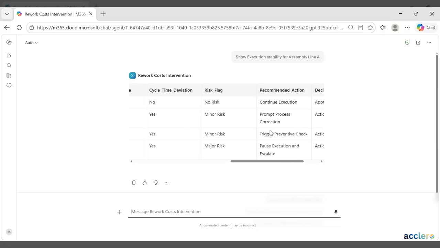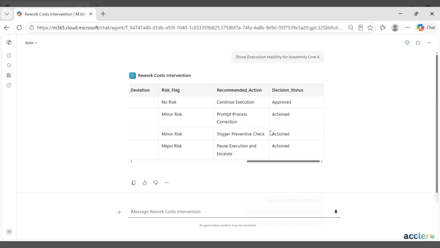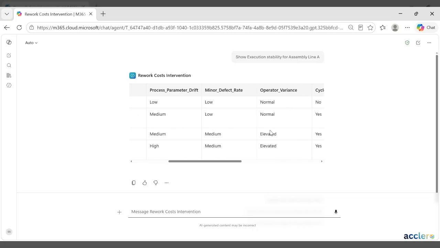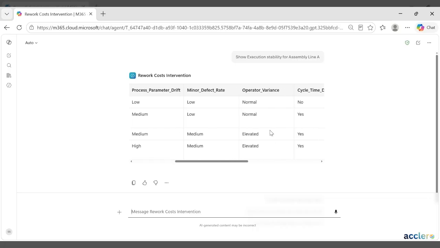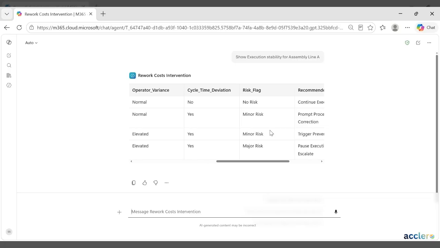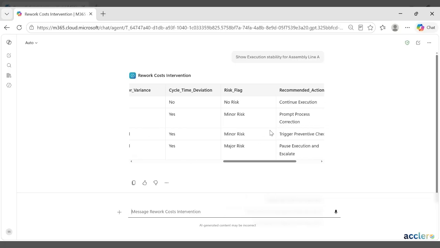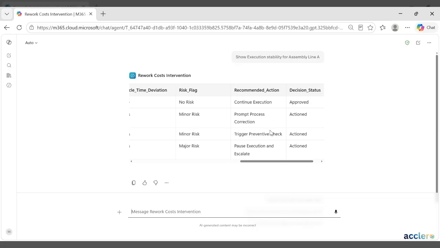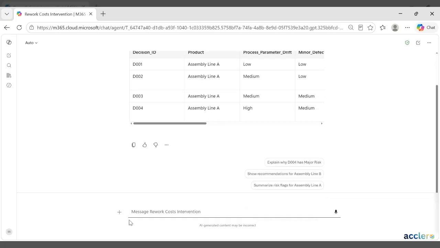across the ongoing runs. While some runs show low drift and stable execution, the others indicate increasing drift and defect repetition. So even though the inspection results are still acceptable, this signal highlights early instability. The agent recommends actions such as process correction or escalation based on severity, ensuring the issues are addressed during the execution rather than after the failure.